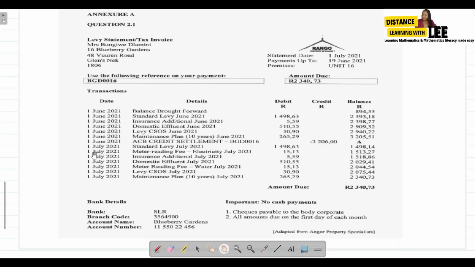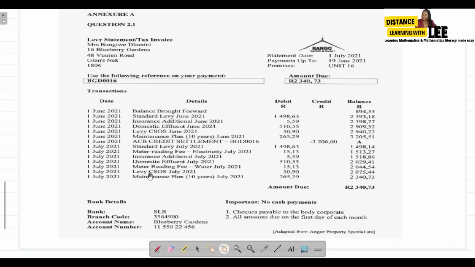And then they added again the standard levy in July. They started again of 1,498.63. So we can see that, okay, the standard levy is basically added every month. Then they added a meter reading fee for electricity of 15 rand and 13 cents. The insurance again, they added it for 5 rand and 59 cents. The domestic effluent, they added it again of 510.55. The meter reading again, right, for water of 15 rand and 13 cents.